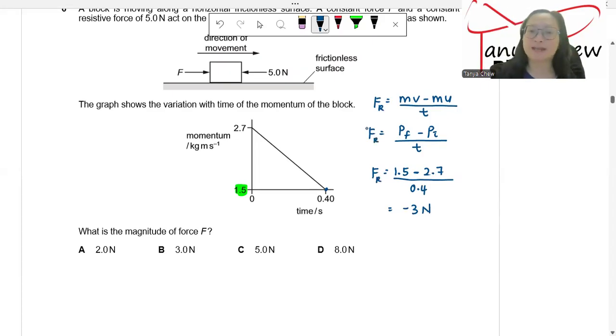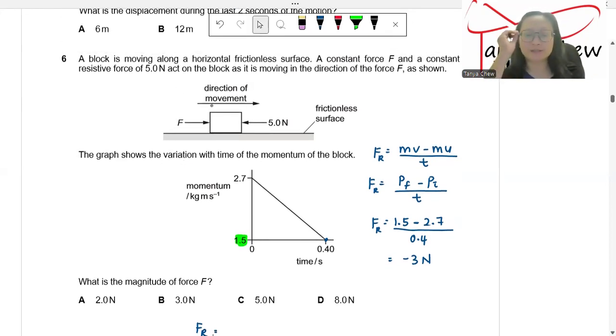Because based on Newton's second law, resultant force is directly proportional to the rate of change of momentum. That is not the value of force. I'm so sorry, it is the resultant force, not the value of force. But based on the diagram, let us look at the diagram again. Resultant force is the sum of all the forces that are acting on one object.